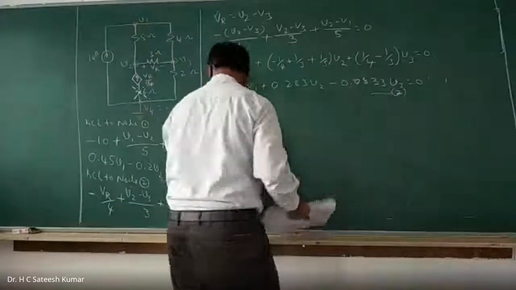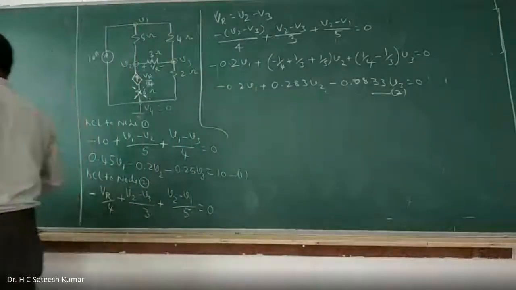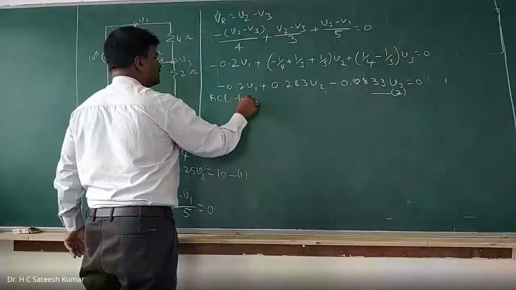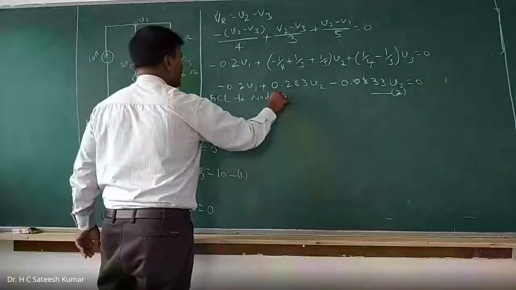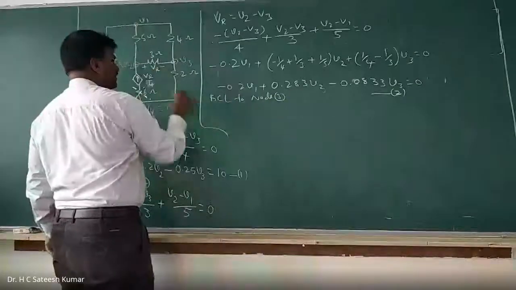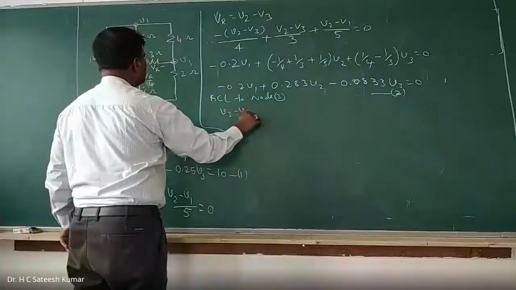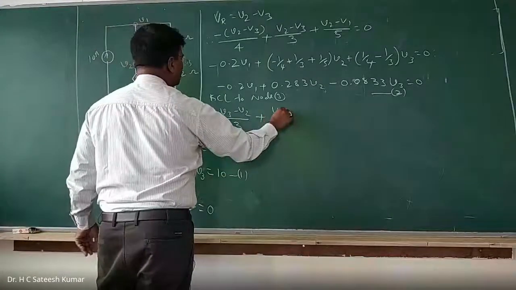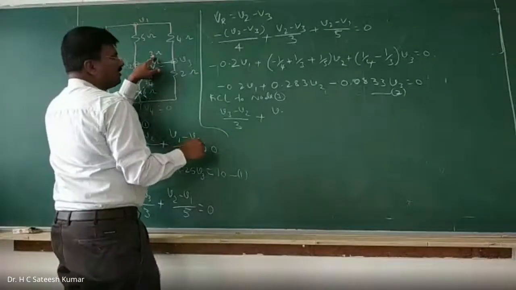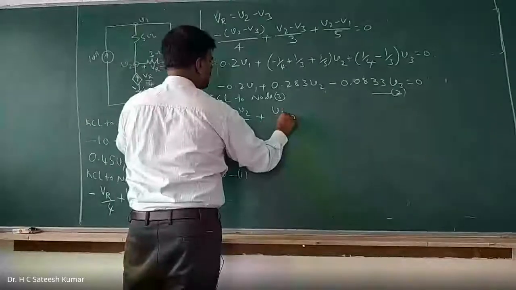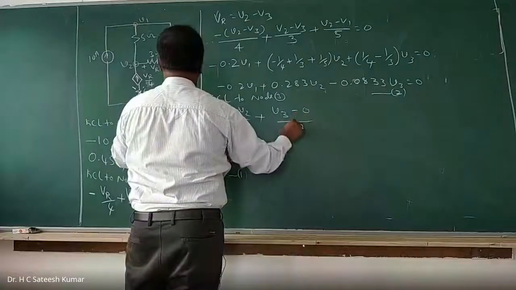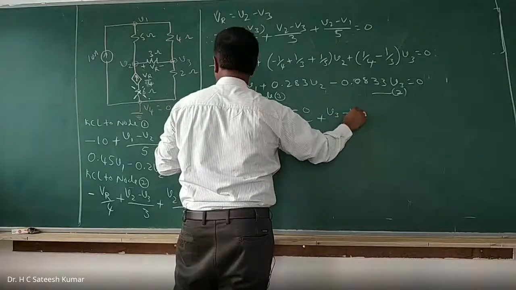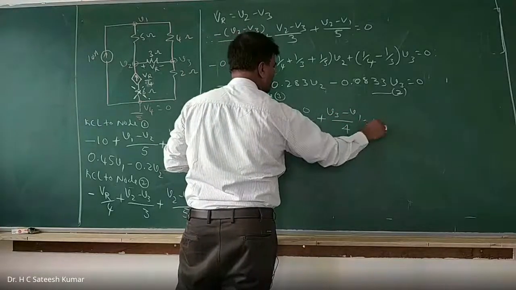Okay, right. Now you go for the next one. KCL to node 3. What is that you can write it? V3 minus V2 divided by 3 plus V3 minus 0 divided by 2 plus V3 minus V1 divided by 4 is equal to 0.